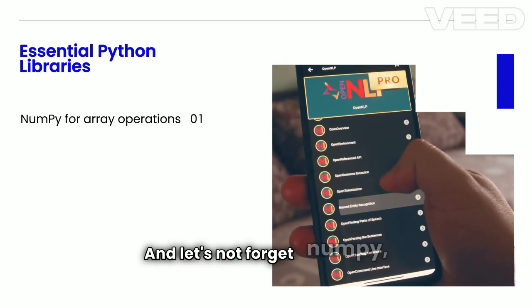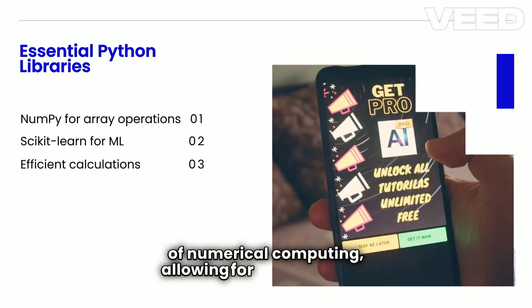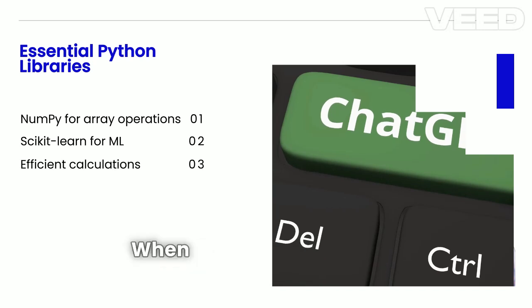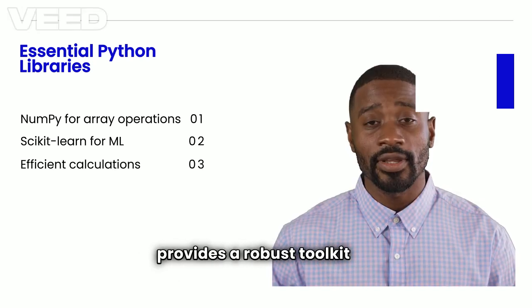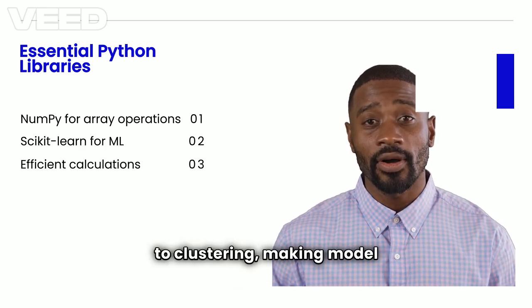And let's not forget NumPy, the backbone of numerical computing, allowing for efficient array operations that speed up your calculations. When it comes to machine learning, scikit-learn provides a robust toolkit for everything from regression to clustering, making model building almost intuitive.